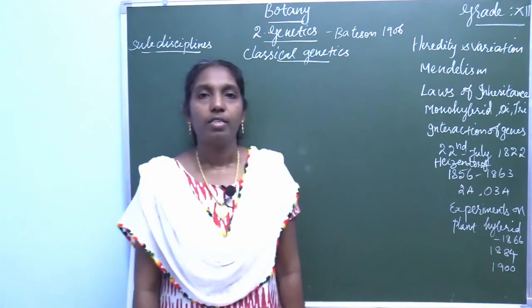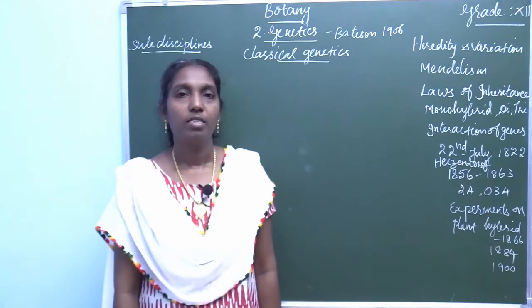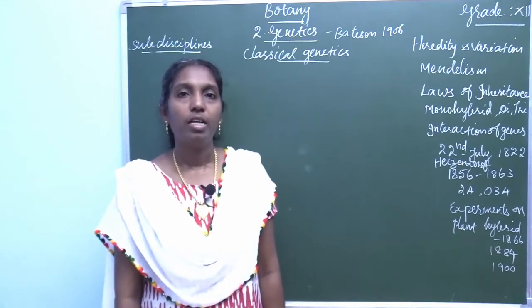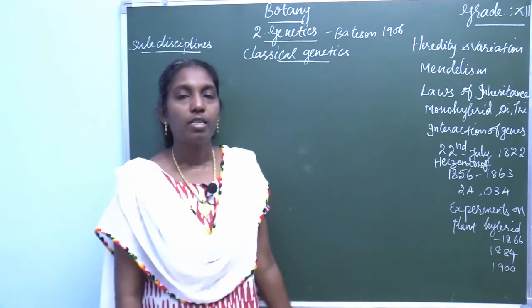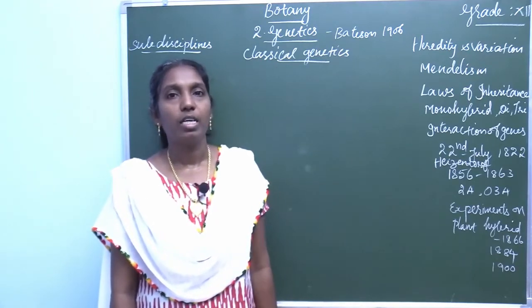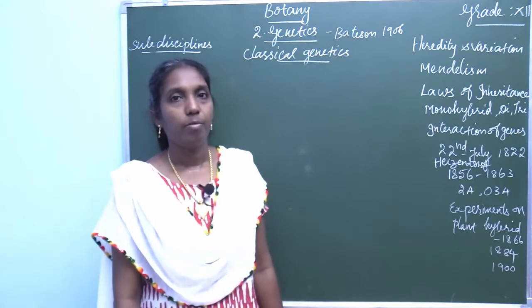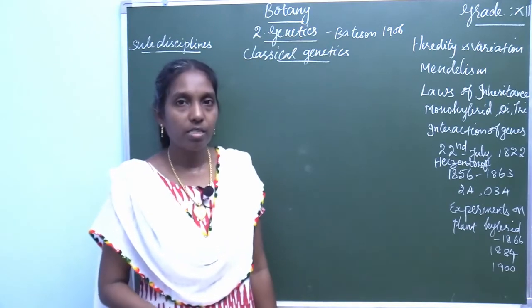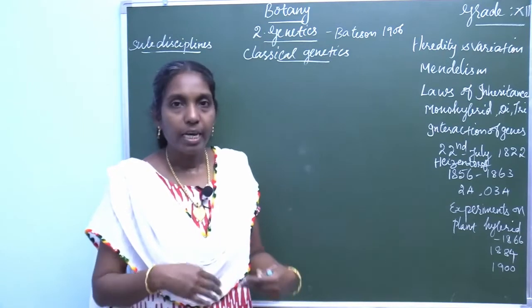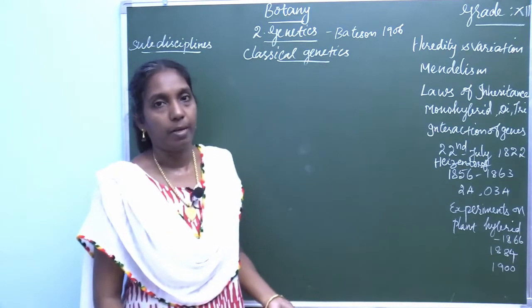In the first chapter you learned the asexual and sexual reproduction of plants. But here in the second chapter you are going to learn something quite interesting, because under this chapter you are going to learn how the characters are transmitted from parents to their offspring.